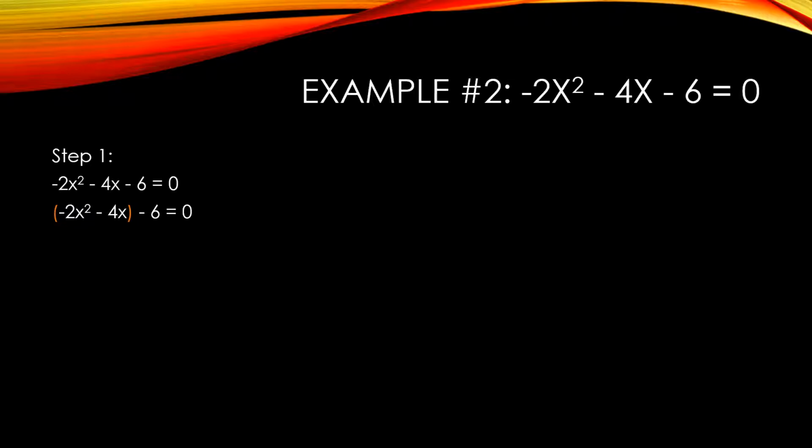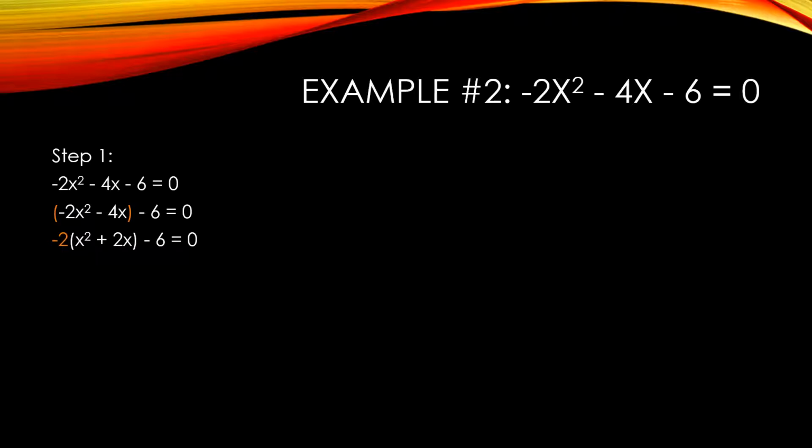Now our a value is not 1. Our a value is negative 2, which means that we need to common factor the two terms that are within our bracket by negative 2. We are then left with negative 2 bracket x squared plus 2x, close bracket, minus 6 equals 0.